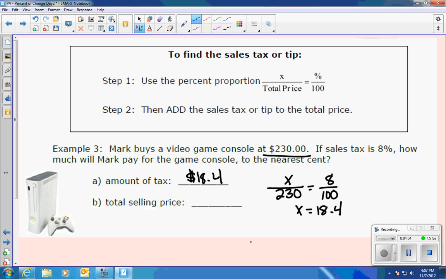But I wanted to know how much he's going to pay. He has to pay the 230. He also has to pay the $18.40 for tax. So when I add that amount together, his total selling price, the total amount he has to pay the store, is $248.40.